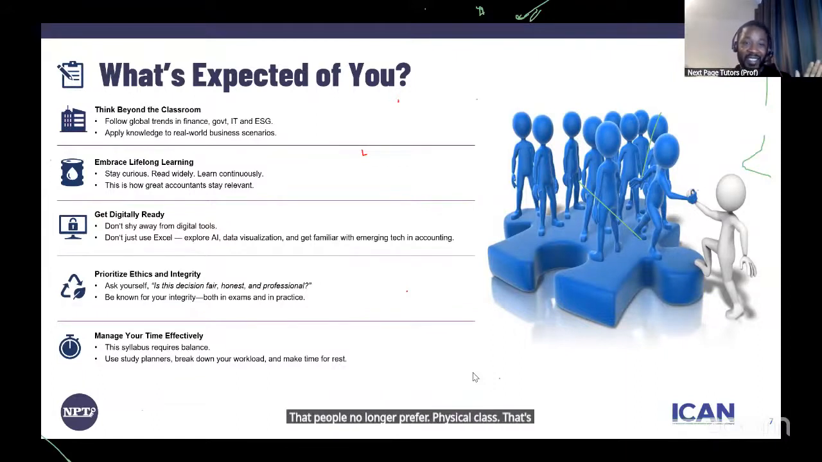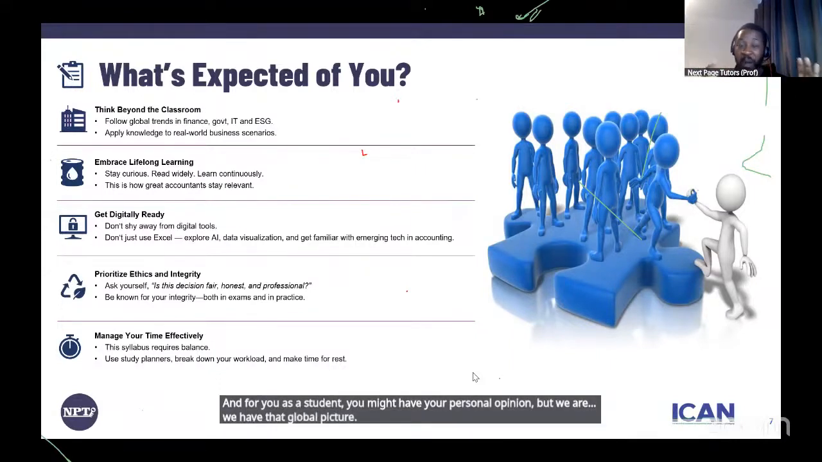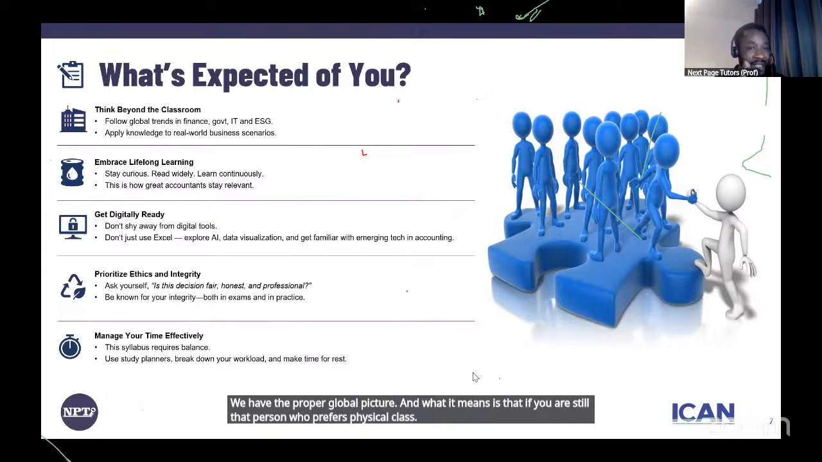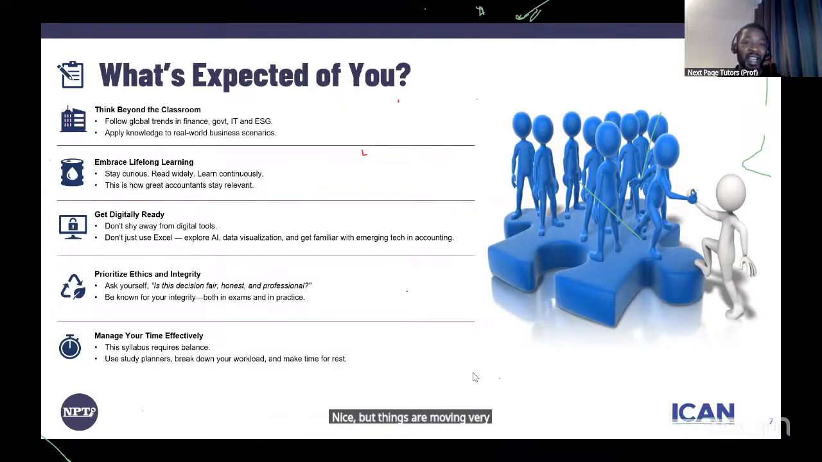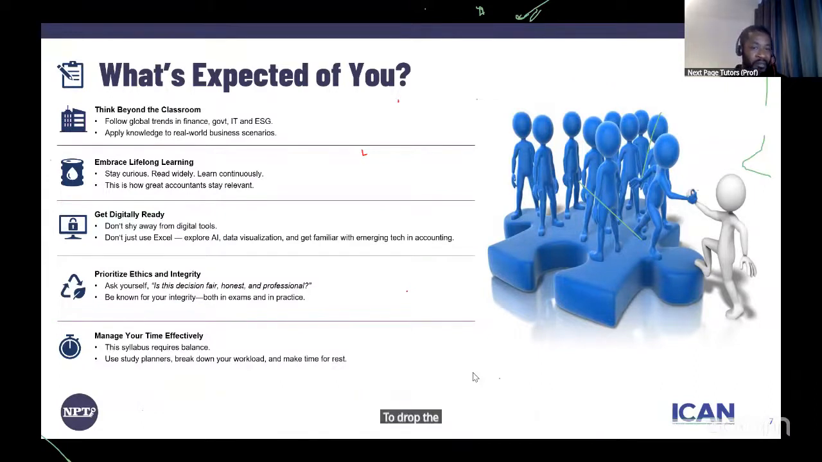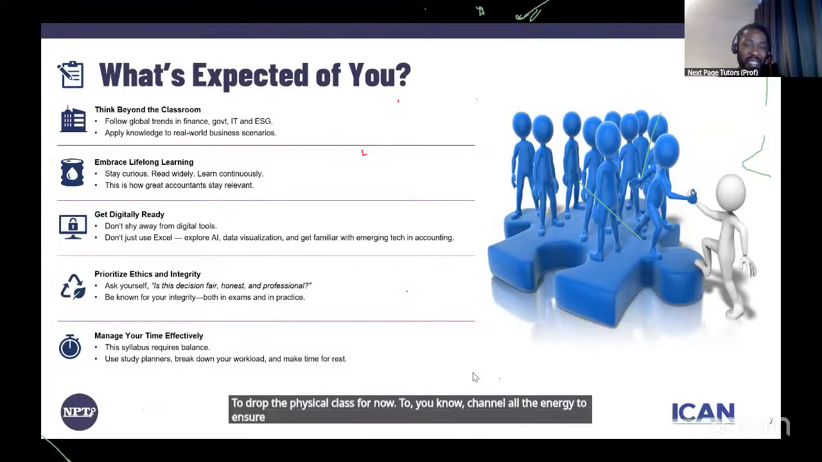That's the fact. For you as a student, you might have your personal opinion, but we have the proper global picture. If you are still that person who prefers physical class, nice, but things are moving very fast. That's why we've decided to drop the physical class for now, to channel all the energy to ensure our students are getting the best of the best, right?